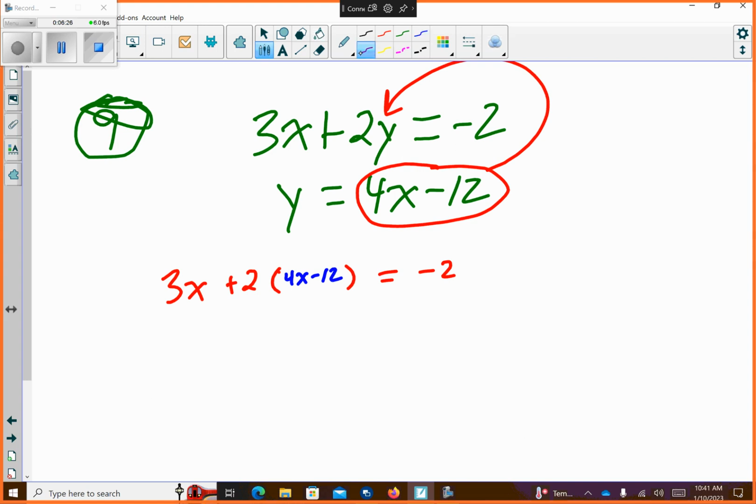Okay. So it looks like I can distribute here. Let's see. 2 times 4, that's 8. 2 times negative 12 is negative 24. What do you think I should do in that purple region? Yeah, I got some like terms. I have a couple of x values. These are like terms. So 3x and 8x adds to 11x.